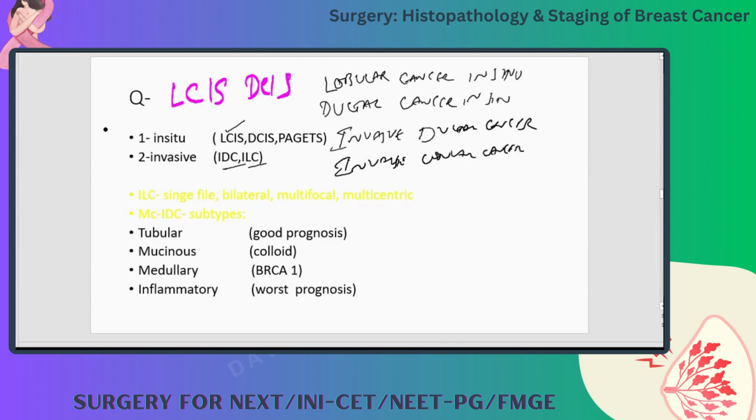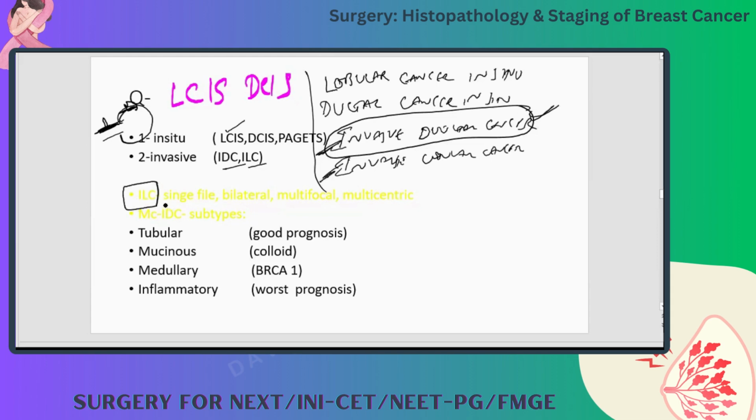Just remember this: there is a duct and there is a lobe. In the duct there is invasive cancer and in situ cancer. In the lobe there is invasive cancer and in situ cancer. So four. Out of these, the most common is invasive ductal cancer. This is the most common and most malignant also. We'll discuss mainly invasive ductal cancer, but for invasive lobular cancer, only one point.